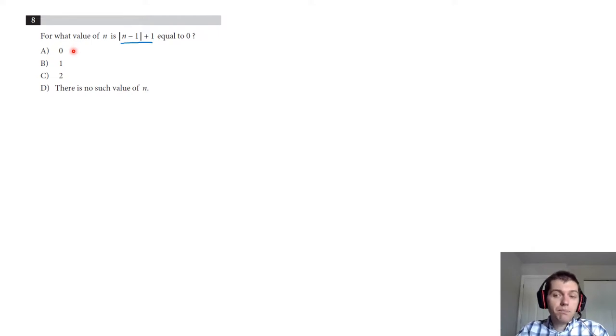But if you say, you know, it's a stressful test, you don't jump straight to that conclusion. You only have 3 options here. You can quite simply plug in each of those options. If you plug in 0 for n, your absolute term becomes negative 1, but absolute, it becomes plus 1. Your answer is 2. If you plug in the 1, it becomes 0 in the absolute, plus 1 is equal to 1. You plug in 2, it becomes positive 1 in the absolute term, plus 1 becomes 2. And you say none of those work. My answer must be D. There is no such value of n.